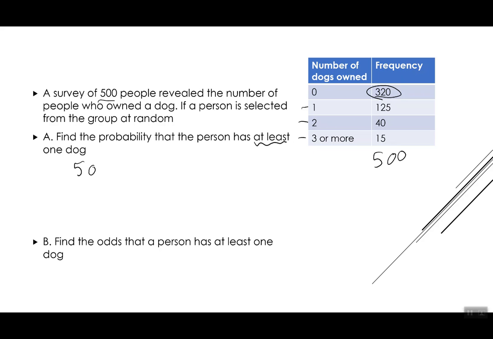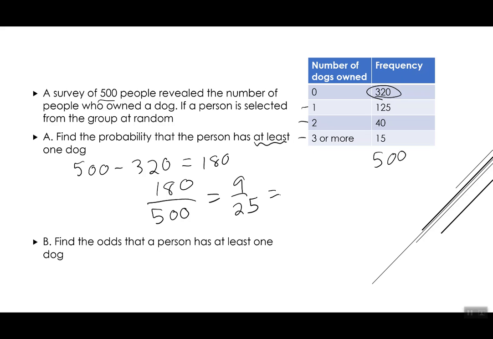So at least would be 500 minus 320. So you have that choice that you could add up 125, 40, and 15, or you can just choose to do 500 minus 320, which will give you 180. So 180 people have at least 1 dog. Because this says probability, I want to do 180 over 500. Let's first say that as a fraction, and then we'll say it as a decimal. So this was 9 over 25, same as 0.36 or 36%.